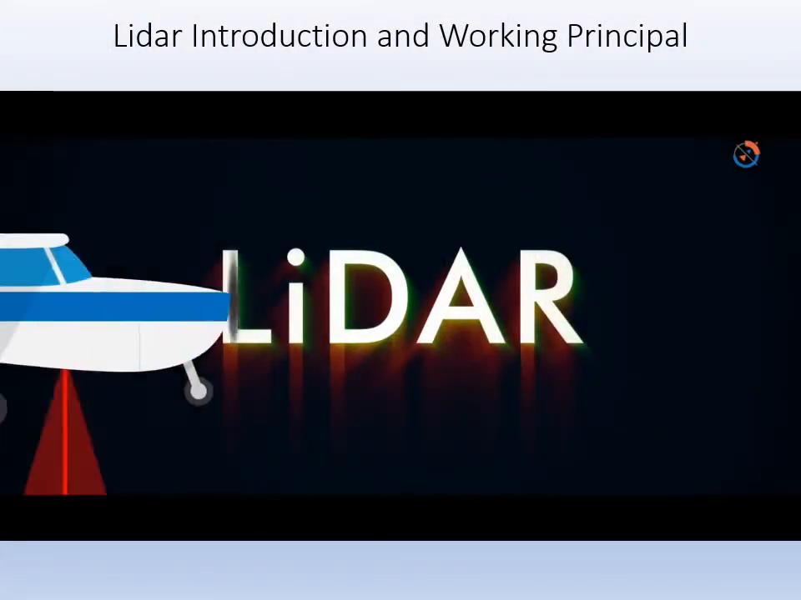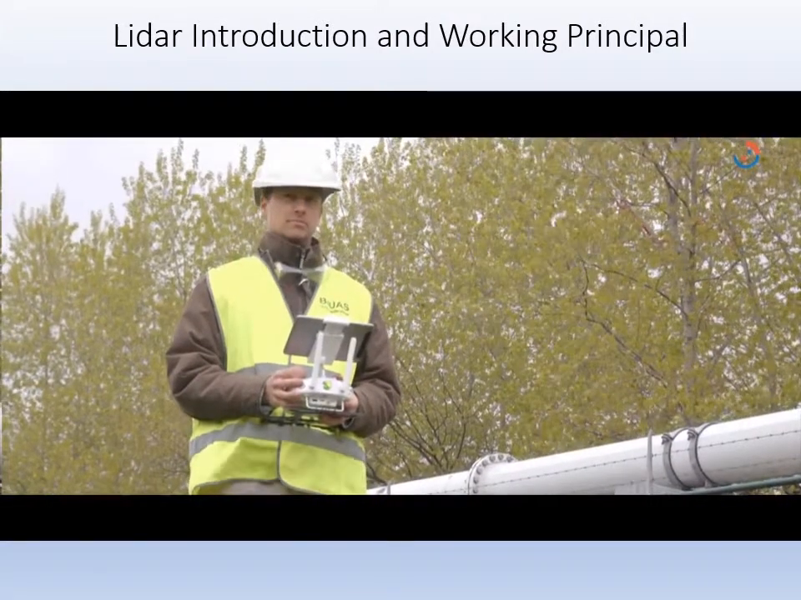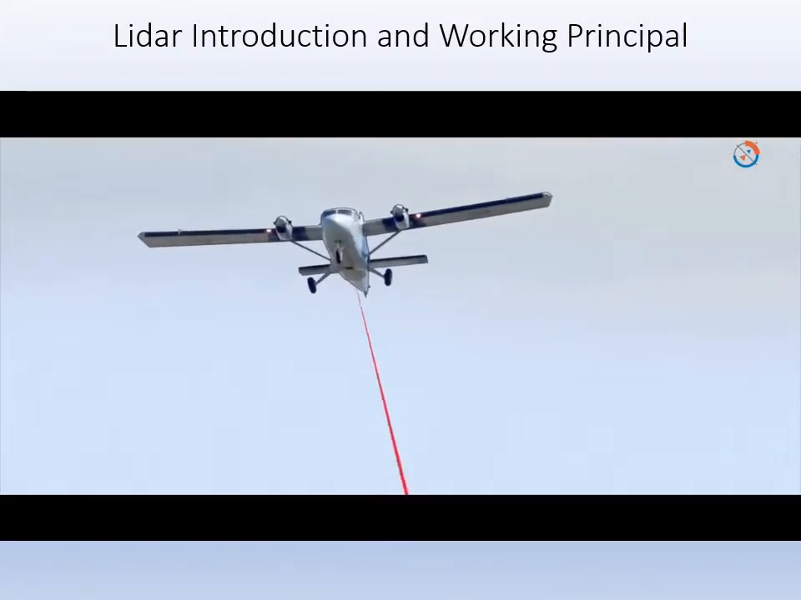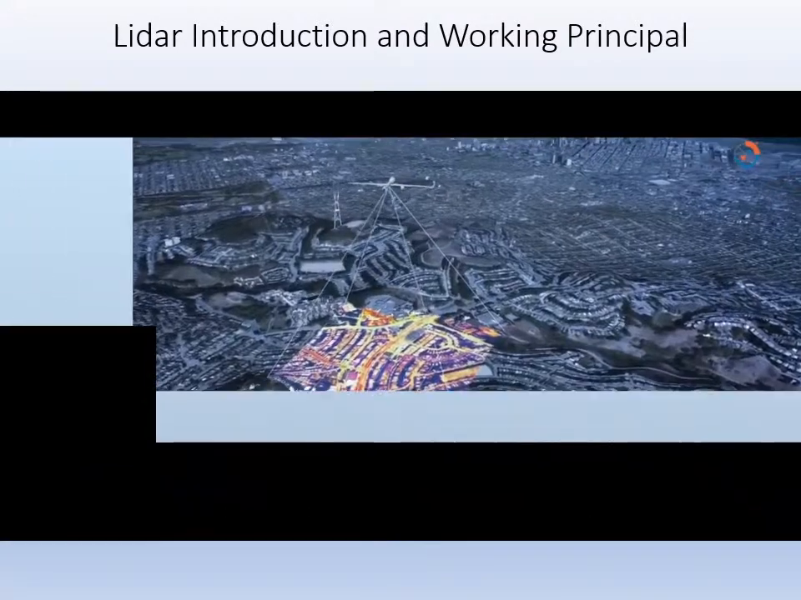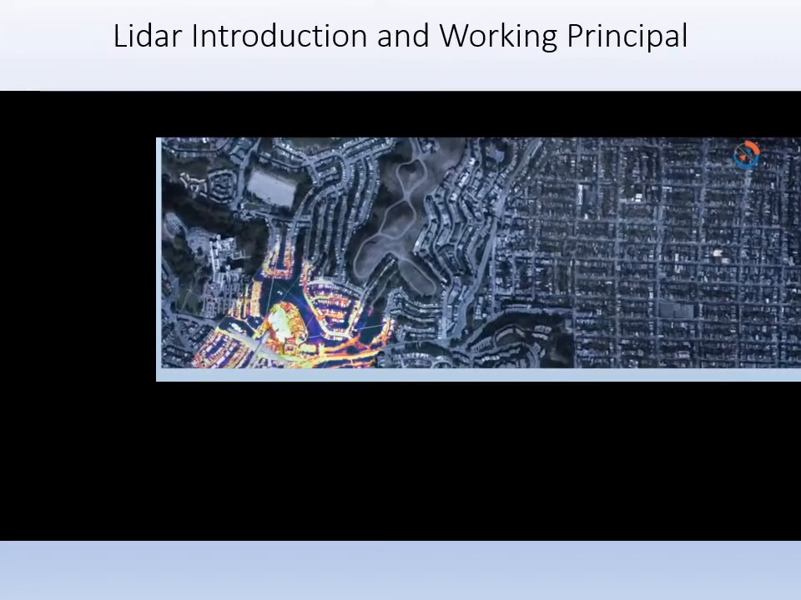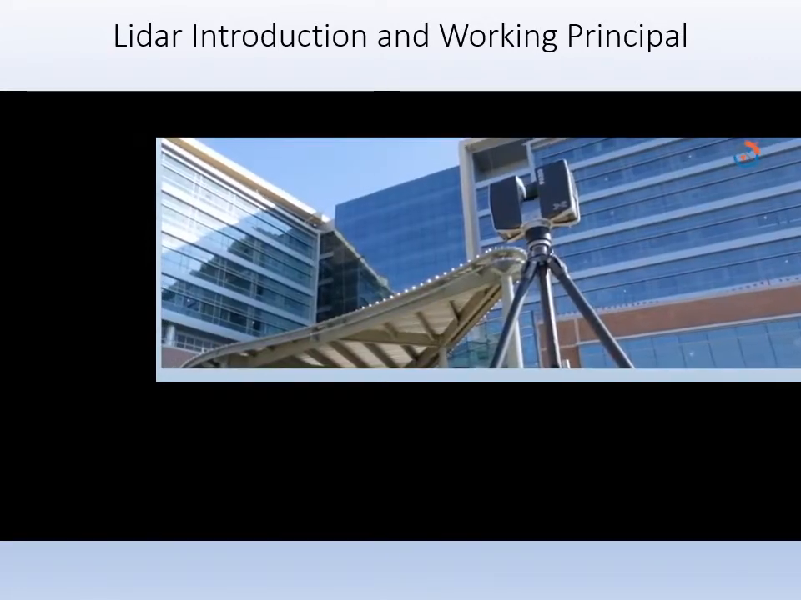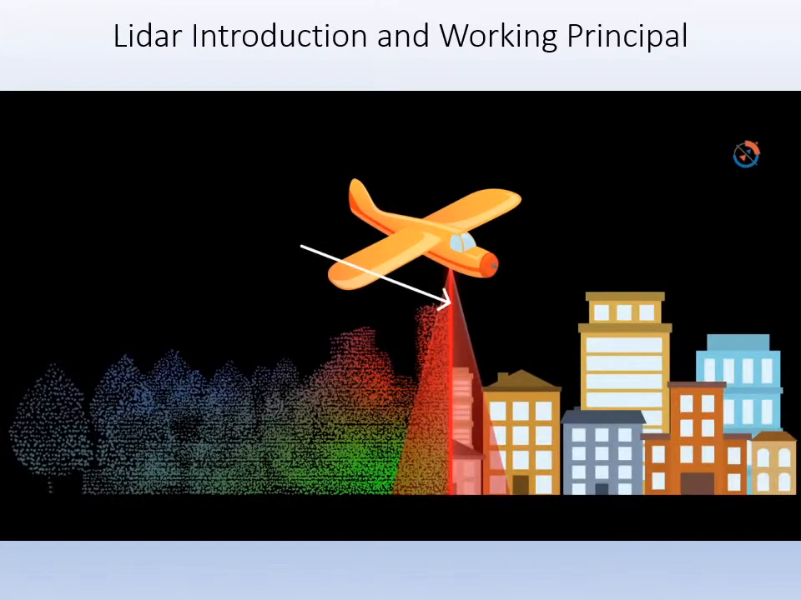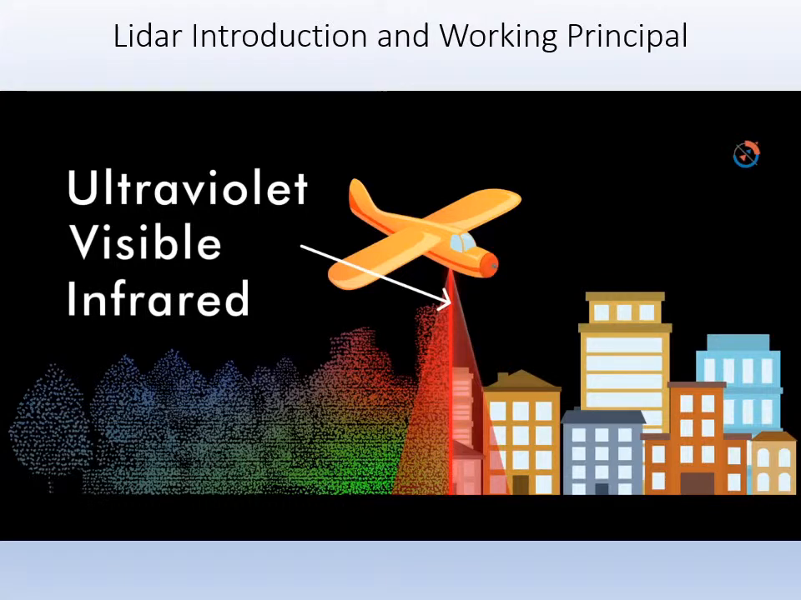LIDAR, light detection and ranging. LIDAR is a remote sensing method that uses laser to measure elevation like ground, forests, and buildings. LIDAR uses ultraviolet, visible, or near-infrared source to sense objects.